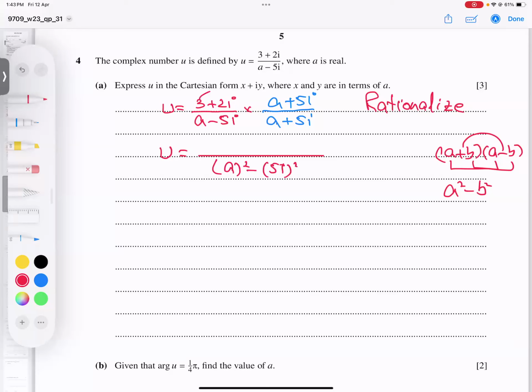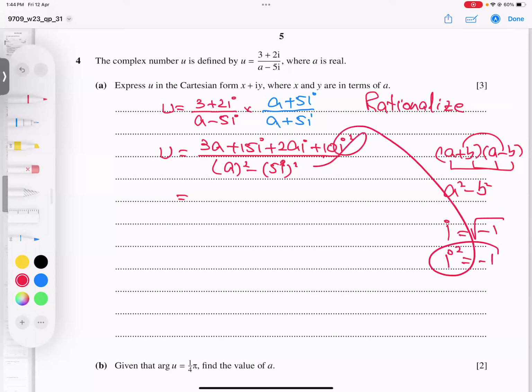Okay, in the upper part, 3 into a, I get 3a; 3 into 5, I get 15 iota; 2 into a, I get 2a iota. And this multiplied with that, 2 fives are 10, and iota square. You know it very well, this is iota square, a basic criterion. Iota is actually root of minus 1. Squaring both sides, we get -1. So I can replace it here.